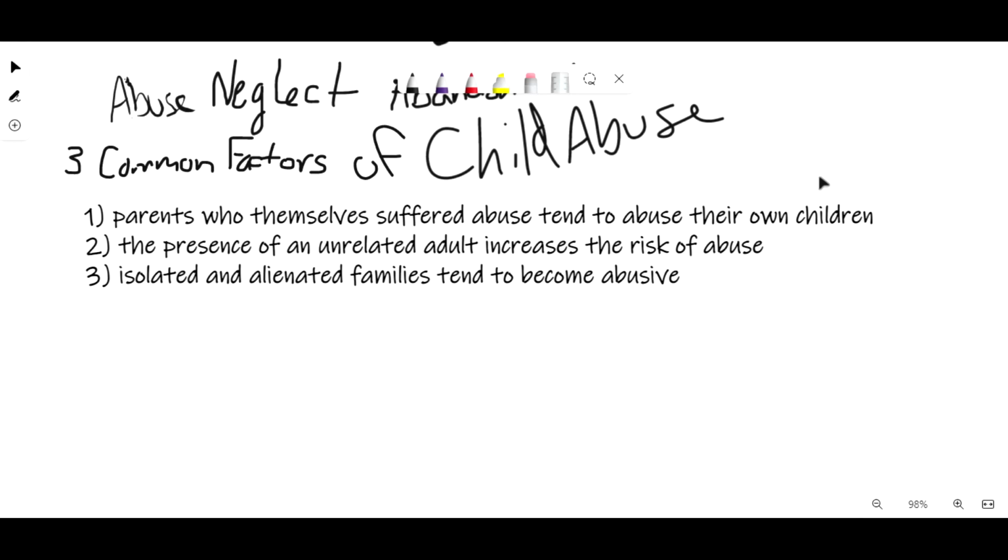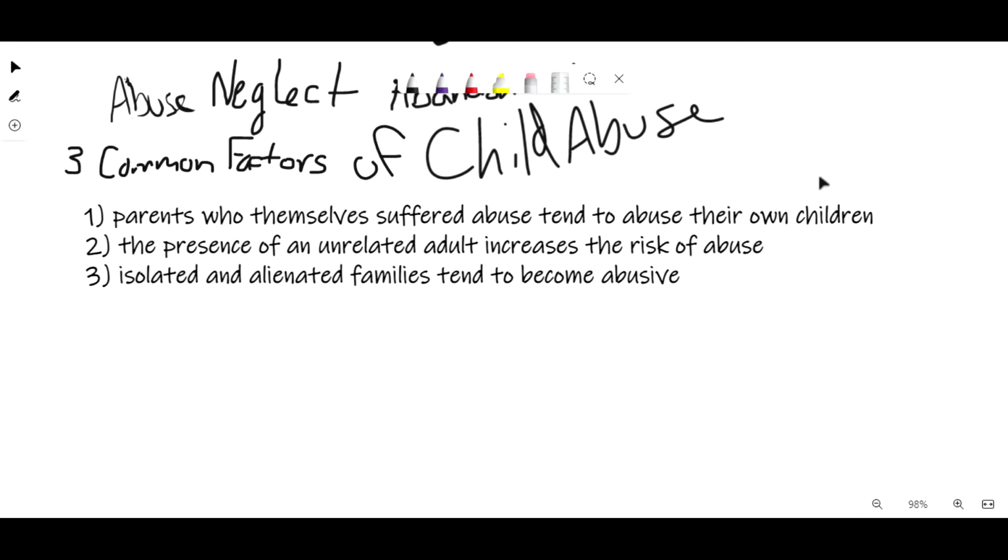Number two, the other common factor of child abuse is that the presence of an unrelated adult in the mix increases the risk of abuse. Obviously, just because someone has a step parent or a parent's live-in boyfriend or girlfriend does not mean that they're going to abuse the child, but the data shows that the higher risk of abuse comes from unrelated adults, whether it's because they have no emotional connection to the child or whatnot.